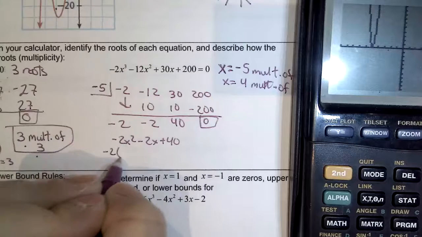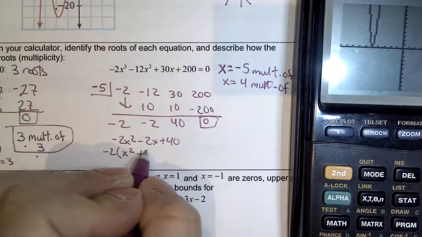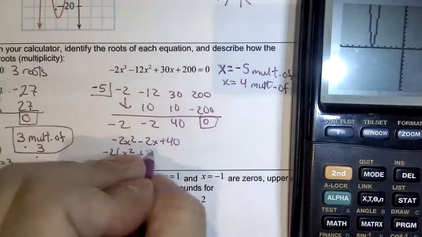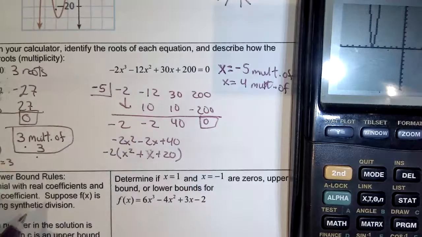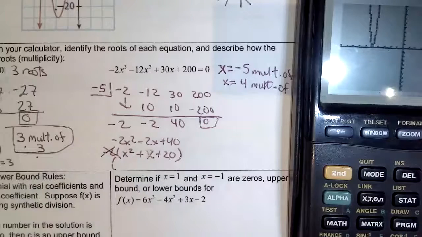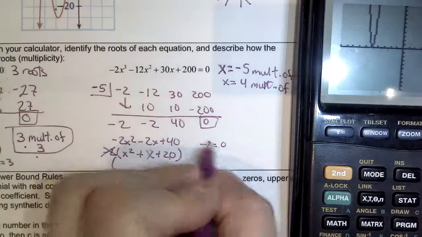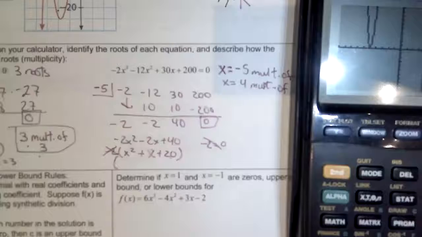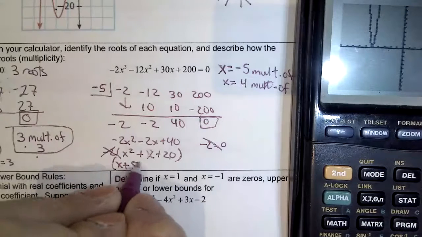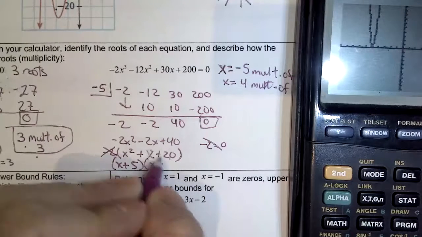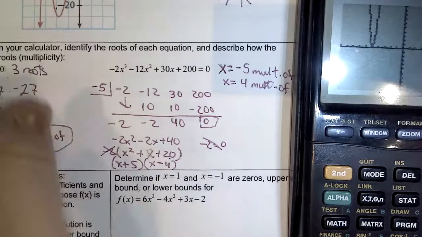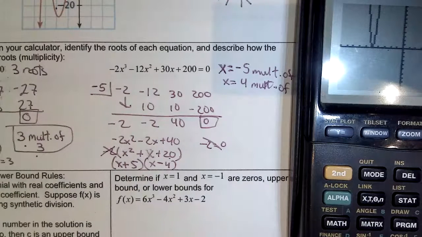If I take a negative 2 out, then I'm left with x squared plus x plus 20. And so this is negligible, right? Because in the end, if I said negative 2 equal to 0, it never happens. So now this factors to x plus 5 and x minus 4. And oops, I just threw my pen.